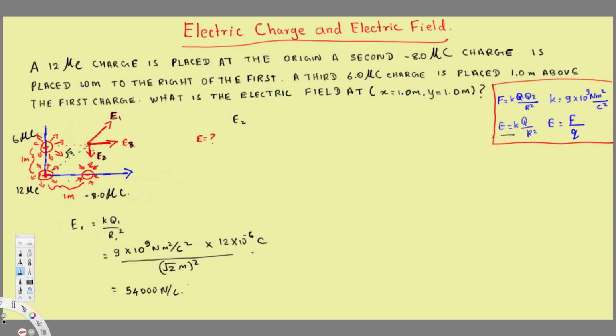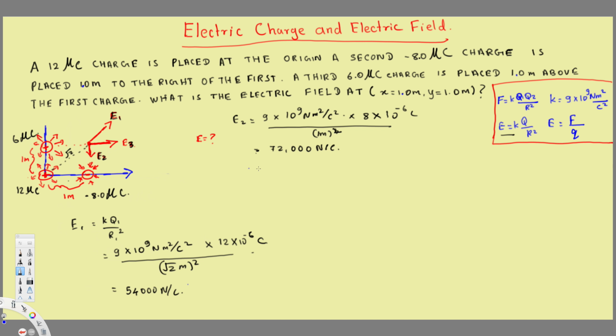So if I grab this E2 right here, that is 9 times 10 to the power of 9 Newton meter square per Coulomb square, times the charge. I'm taking the magnitude first, so I'm choosing the plus one, so plus 8 times 10 to the power of -6 Coulomb. In the bottom we are going to have the distance, that is 1 meter, 1 meter square. And if you calculate this value, that will give you 72,000 Newton per Coulomb.